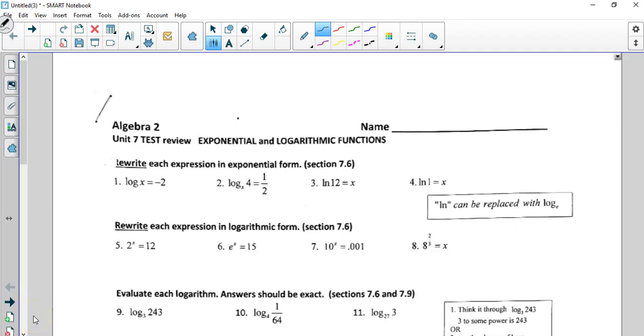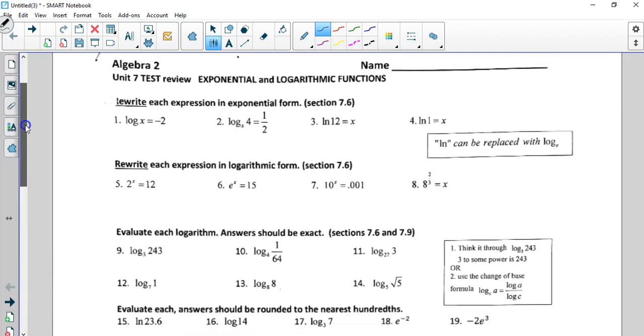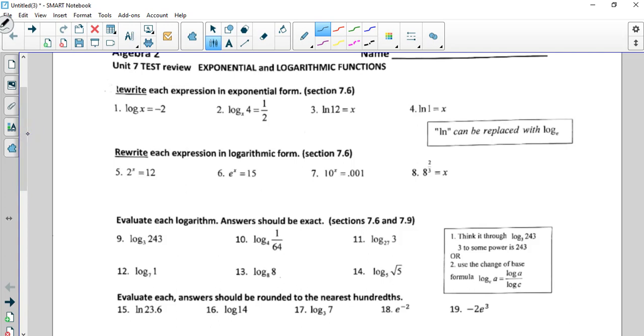Alright, so this is the review for the Unit 7 test. Remember, we're going to be testing in 2 sections. This part is actually going to be day 2. So I'm going to try to go as fast as possible through it just because it's going to be a lengthy video. Remember, you can always hit pause and rewind if you need.